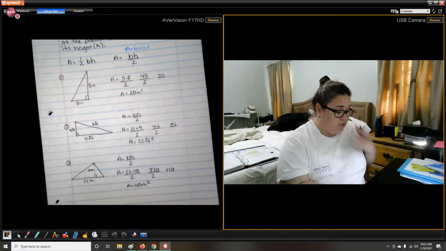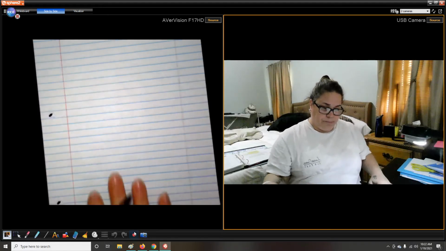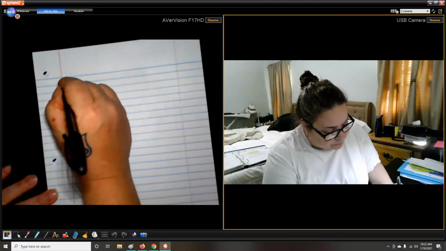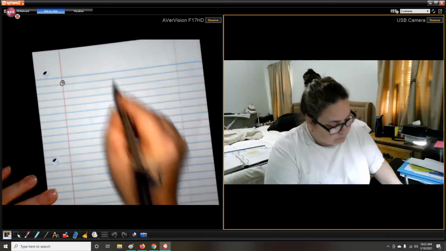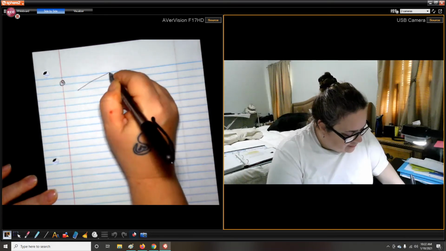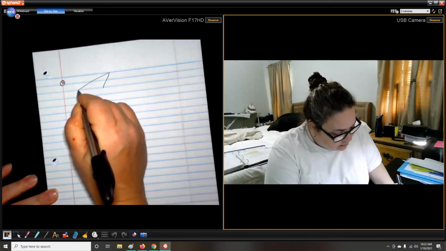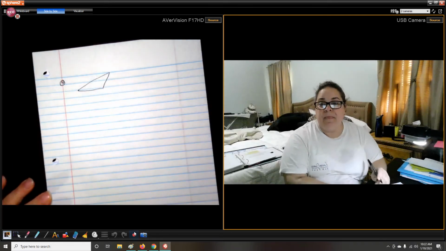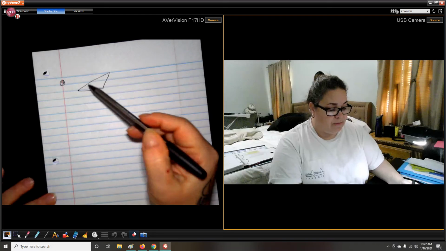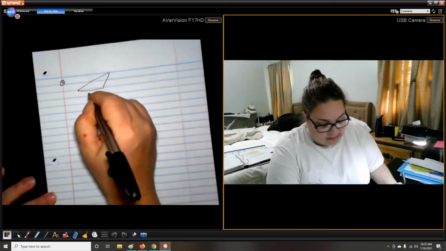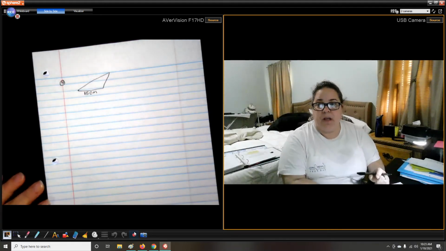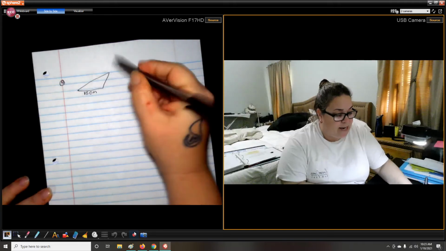Okay, we're going to do one more example. Okay, number 4. This one's kind of hard to draw. Okay, so now look carefully at this triangle and you will notice that I have 2 slanted lines that I'm not going to use because this is my base. The bottom of my shape is my base. Okay, so I can't use this slant and I can't use this slant.